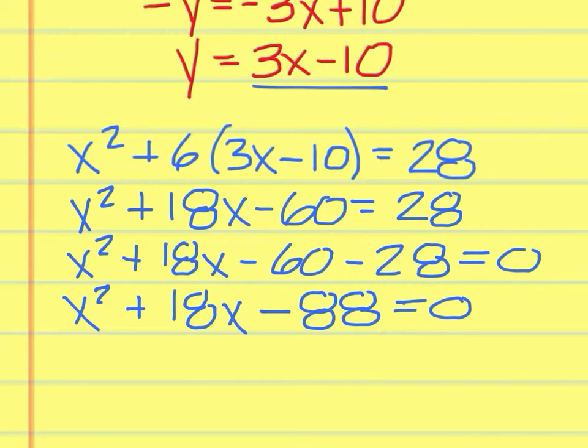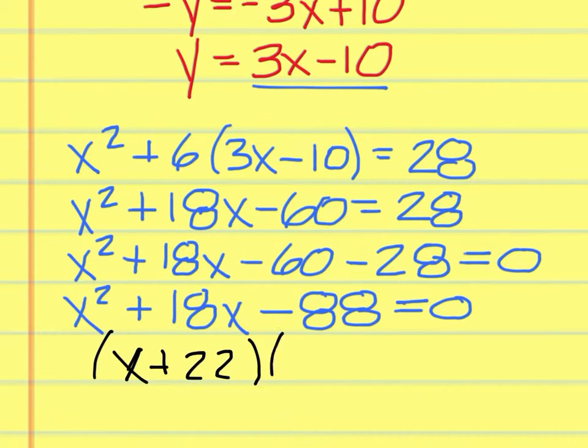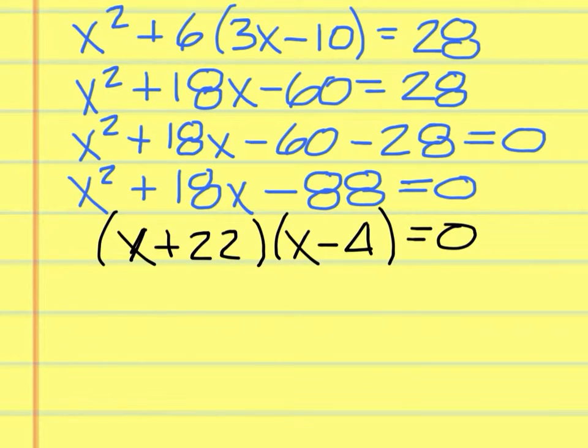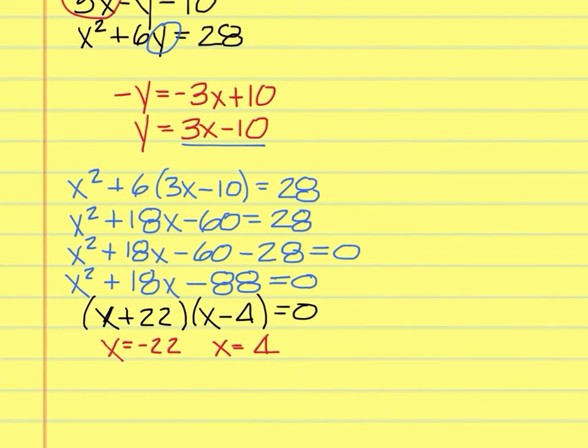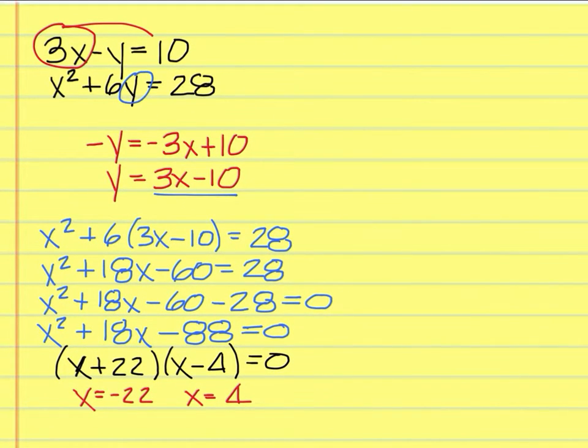So you can try to factor, or you can use the quadratic formula. You could factor this by doing x plus 22 and x minus 4, which would give you answers of the following: x equals negative 22 or x equals 4. And that's what we have to put back into the top up here.